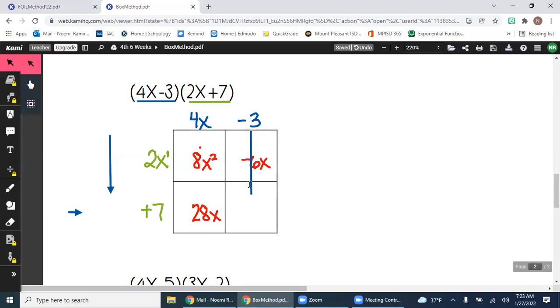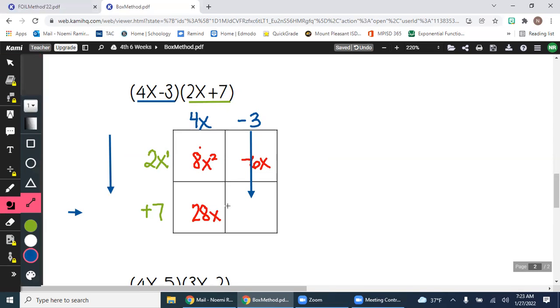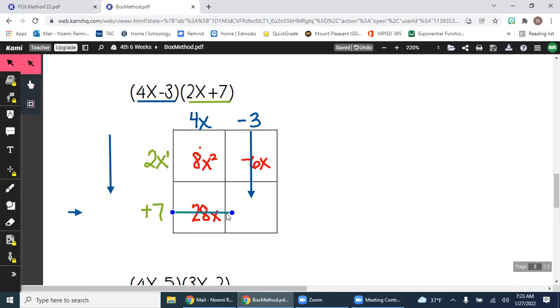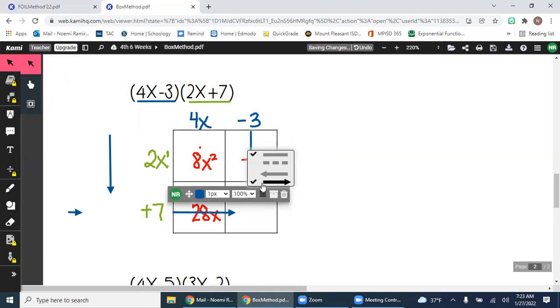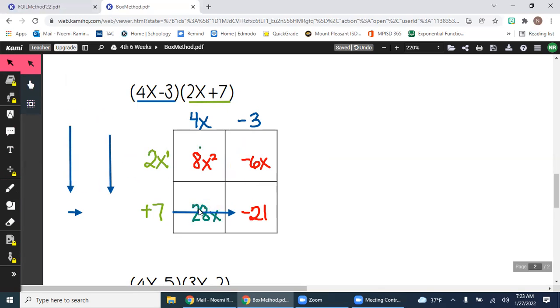So we're going to take that -3 and we're going to multiply it by this +7. I swear I'm going to have my arrows ready for class. Okay, so -3 times 7 is -21. Now let me move all these arrows out of the way.